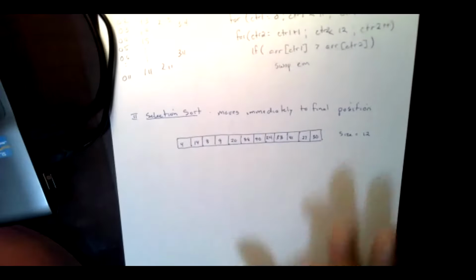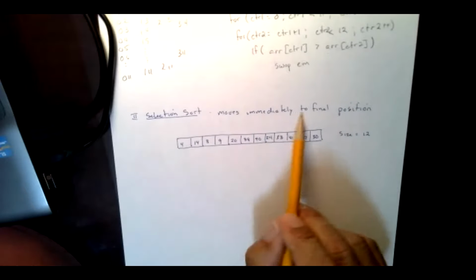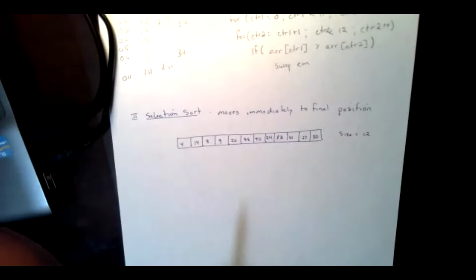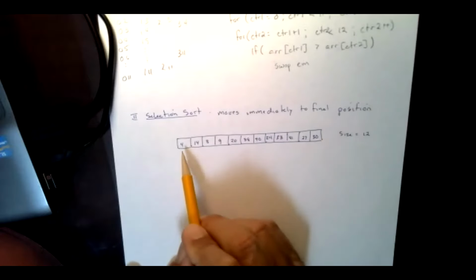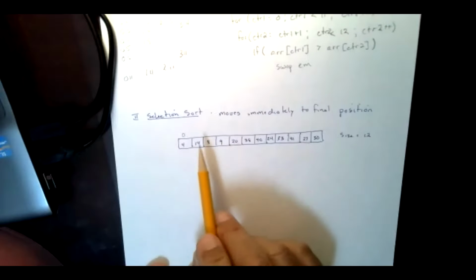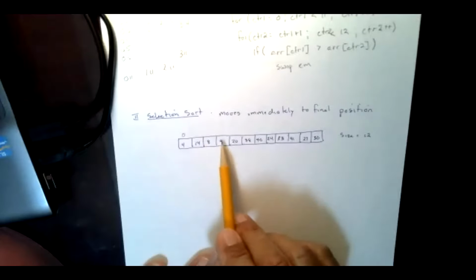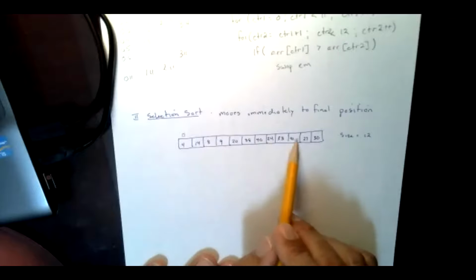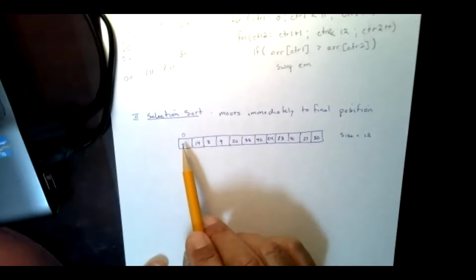All right, coming back to the selection sort. This one means I move immediately to the final position. So I'm going to start here with 4, at location 0, and I'm going to go through the rest of my loop, 1, 2, 3, 4, 5, 6, 7, 8, 9, 10, 11. Is there anything smaller than 0?